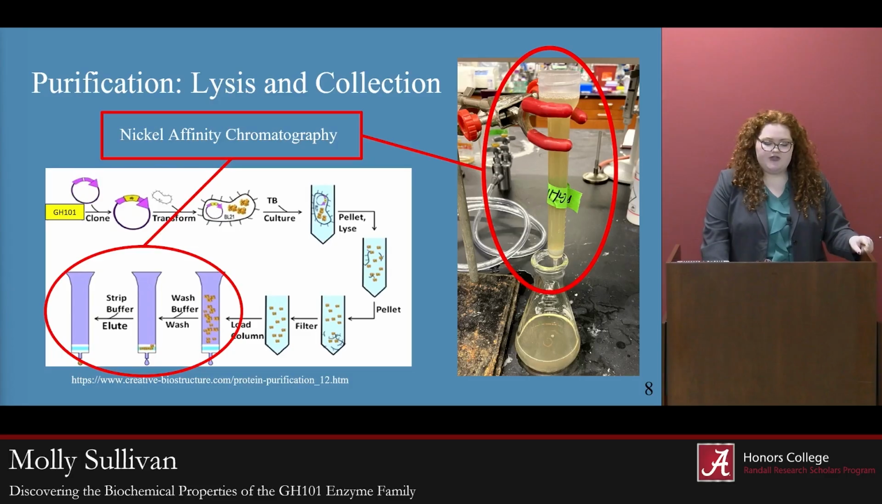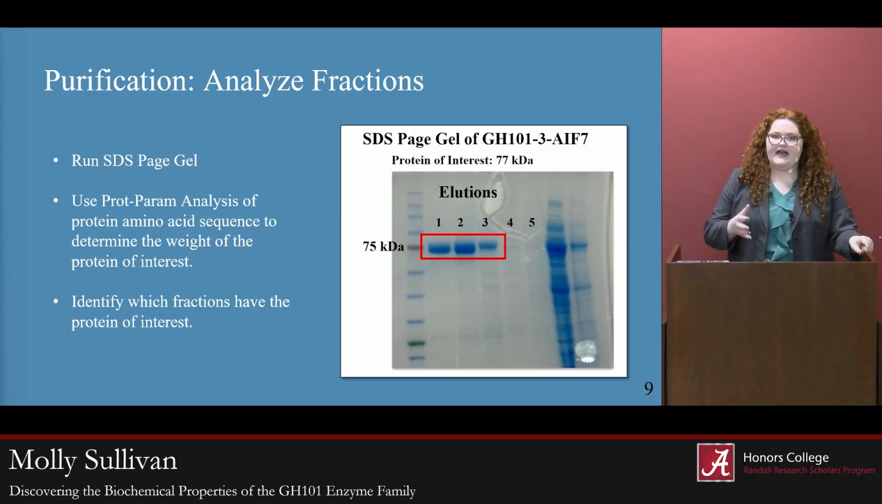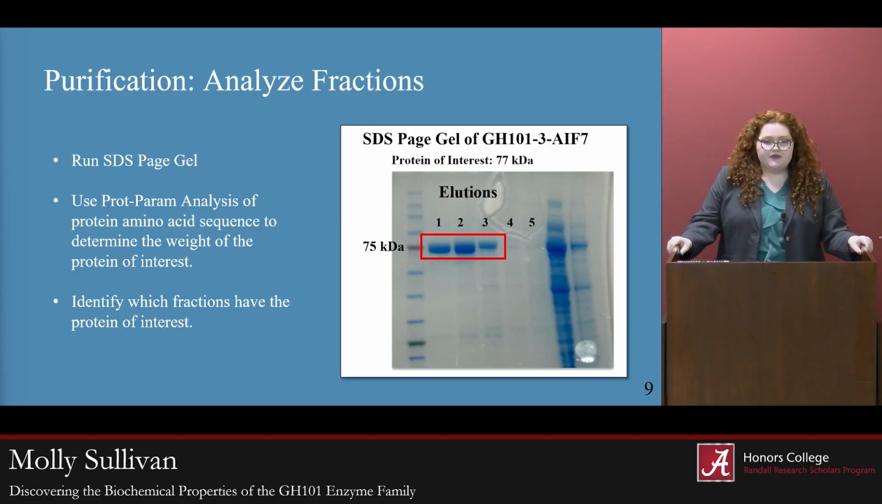We hopefully have our GH101s somewhat isolated, and then we want to analyze those fractions to see if we've been able to actually find what we were looking for. So to analyze those fractions from our first purification step, we run an SDS-PAGE gel. And what that does is it separates out the proteins that we found by weight. So we can do something called a ProtParam analysis, and what that means is we take an online software and we just put in the amino acid sequence of our protein. And it tells us, okay, what is the specific weight of our protein of interest? So for this particular one, it's GH101 3AIF7, and our protein of interest is about 77 kilodaltons.